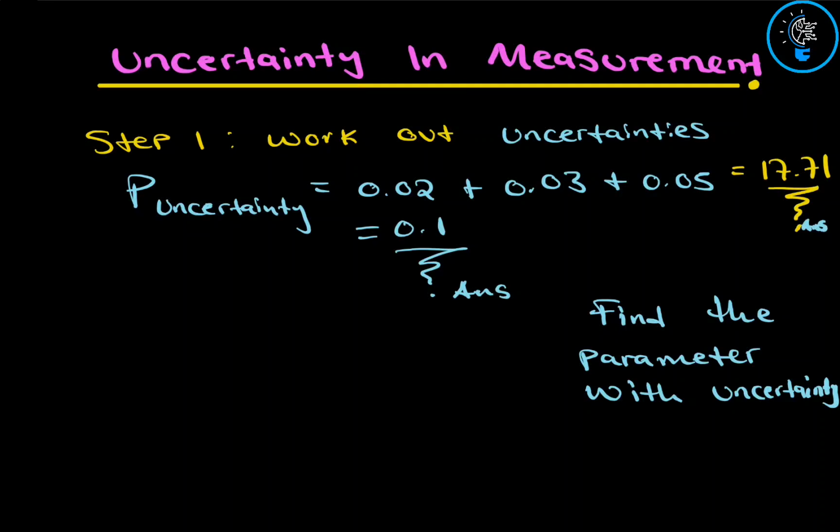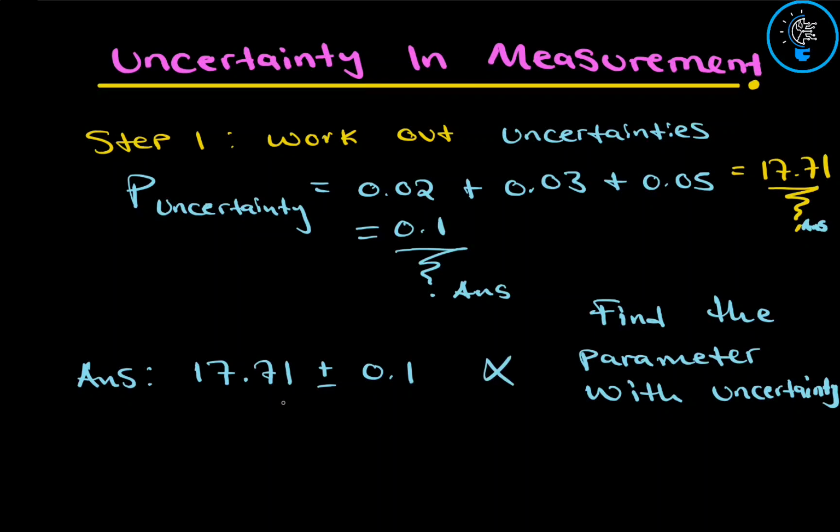Remember, our answer must consist of the central value and the uncertainty part. So we are going to write the answer as 17.71 plus or minus 0.1. Now take note of this. If you write your answer this way, you will be marked wrong.